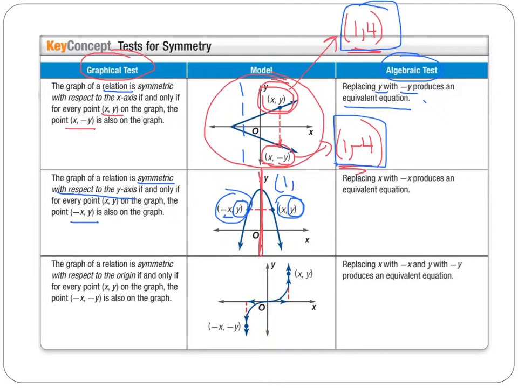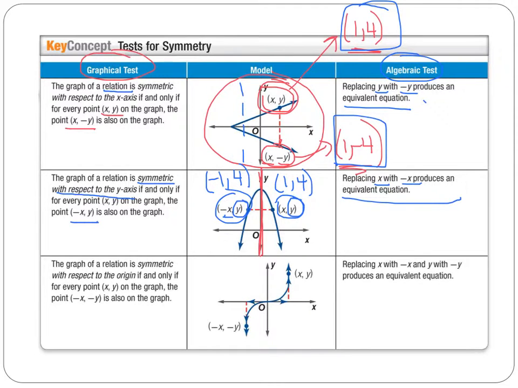So if we had this point again, just to give some numeric values to this example, we would have (1, 4) in the first quadrant. Then (-1, 4) would also have to be on the graph if the graph had symmetry with respect to the y-axis. Again, I'm not going to really focus on the algebraic test, but replacing x with -x in the equation would produce the same or equivalent equation.